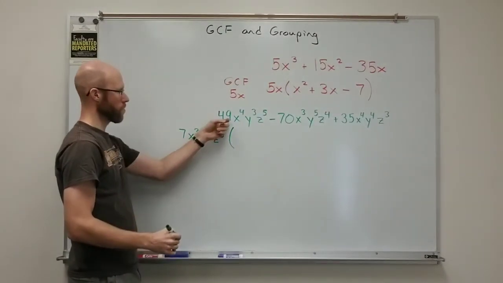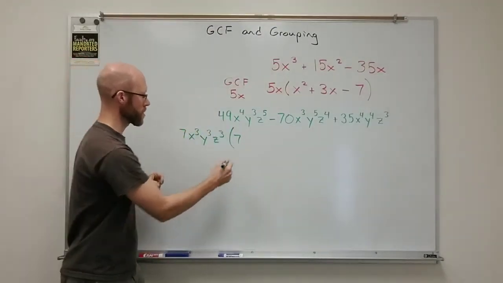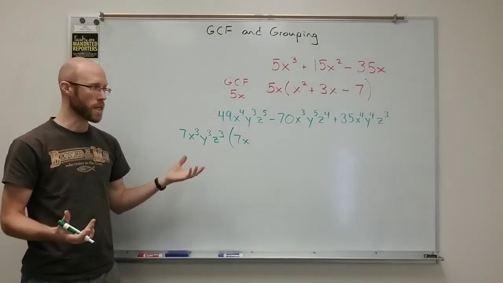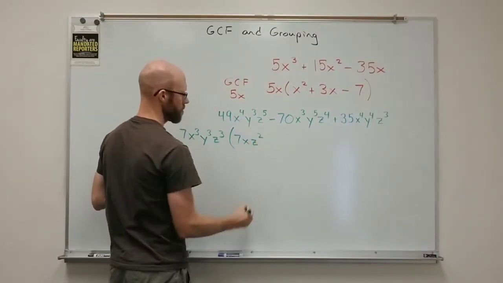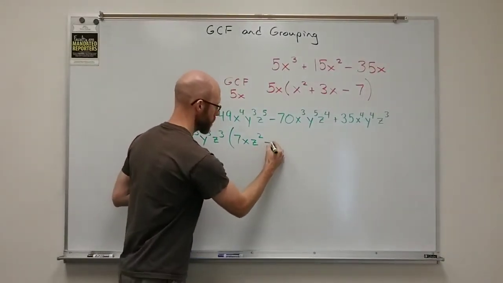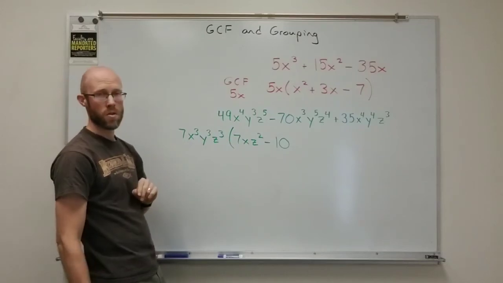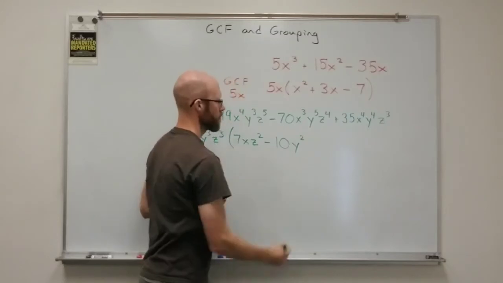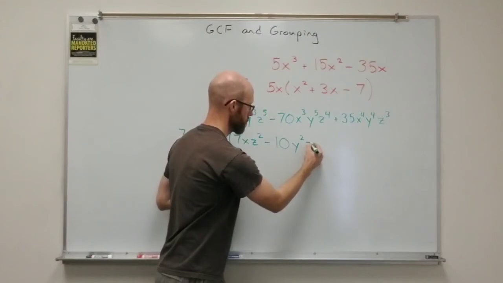Okay, so 49 divided by 7 is 7. Then I do my subtractions. 4 minus 3 is 1, so that's just an x. 3 minus 3 is 0, so I don't need the y. 5 minus 3 is 2, so I get a z squared. Then I have negative 70 divided by 7 is negative 10. 3 minus 3 is 0, so I don't need the x's. 5 minus 3 is 2, so I have y squared. 4 minus 3 is 1, so I still have a z in there.